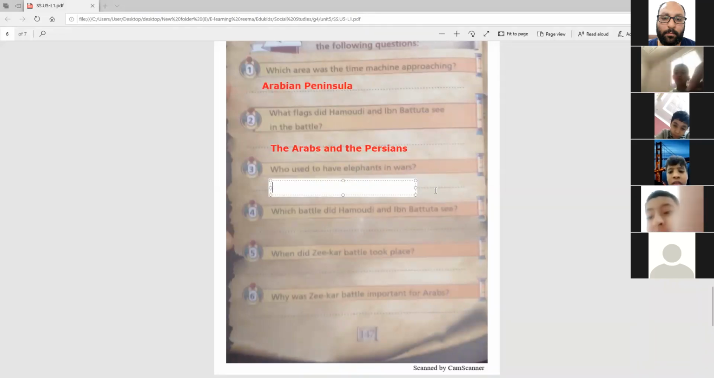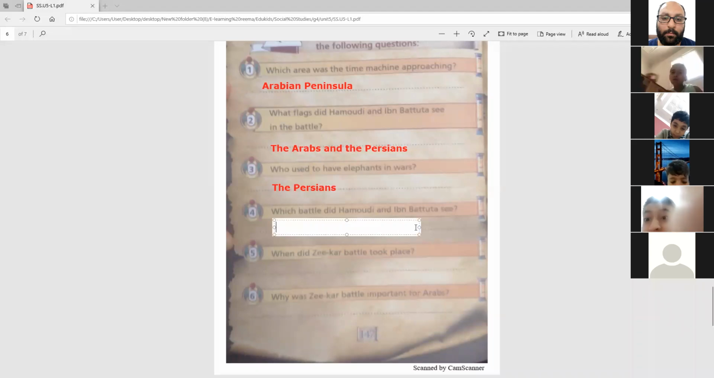Muaz. Who used to have the elephants in wars? Whom? The Arabs or the Persians? The Arabs or the Persians? The Persians. Yeah. Number 4. Which battle did Hamoudi and Ibn Battuta see? It was what? The Car.